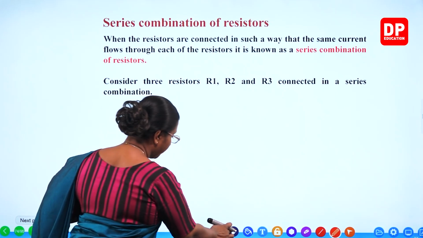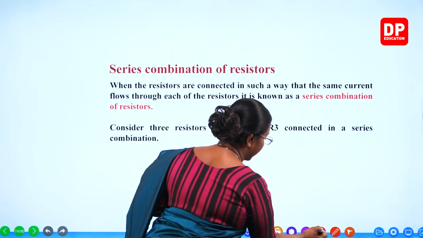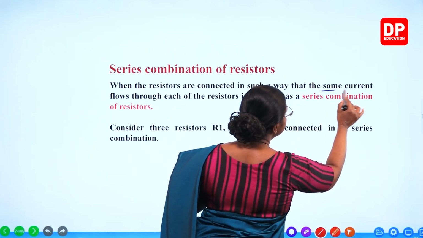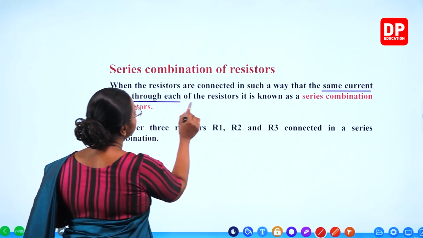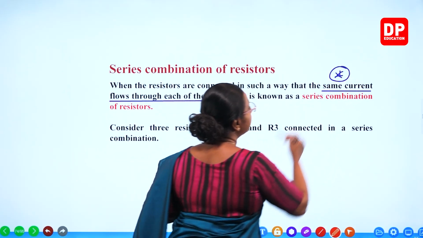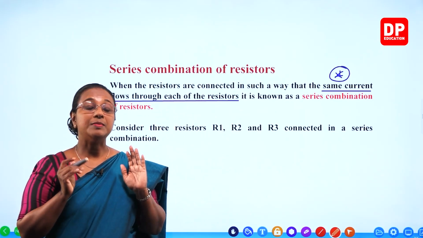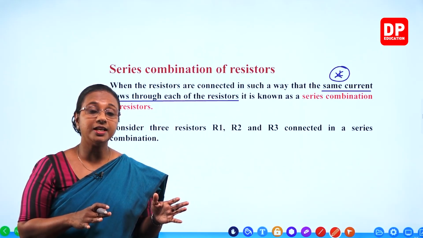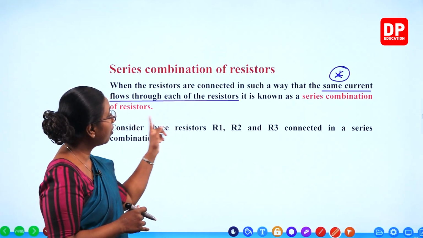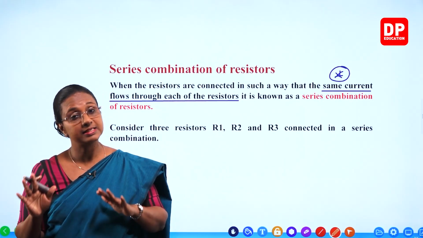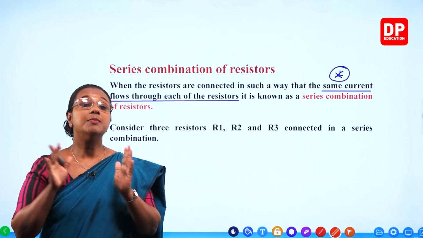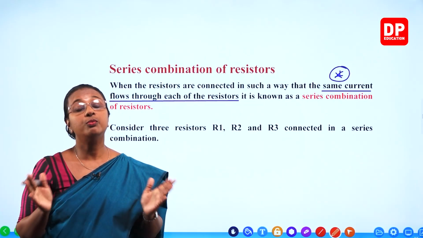That is the important part. You have to understand that. Now, when the resistors are connected in such a way that the same current flows through each of the resistors, that's very important. The current does not change. So we provide a potential difference to the circuit so that it can drive the current flow. The current flow through all the resistors will be the same. So that means if the resistors are different, the potential difference will also vary.